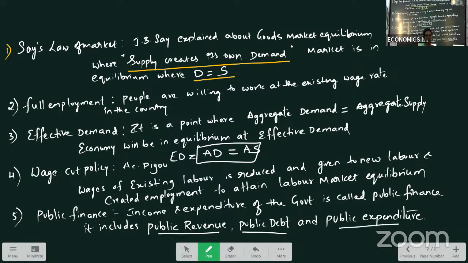Public expenditure is the expenditure done by the government on various economic activities, such as defense, pensions, scholarships, loans, and grants to the state government and foreign governments. Economic and general services done by the government are called public expenditure. Hope you understood all these three VSAQs. Now, the next question.